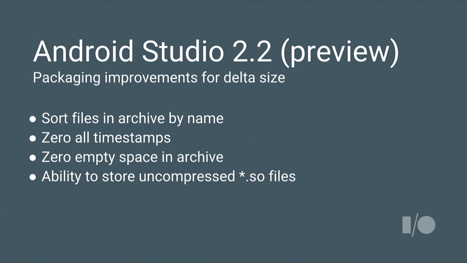So first of all, they started sorting files in the archive so that things don't move around, because then the Delta algorithms get confused and can't figure out the most optimal solution. They zero out all timestamps, and zero out any empty space, like useless comments and so on. And finally, they're introducing the option to store uncompressed native code, so SO files. And I already told you about that. I will get to that later in the presentation.